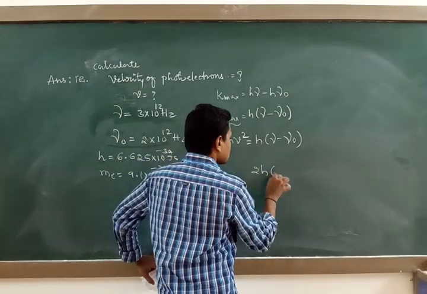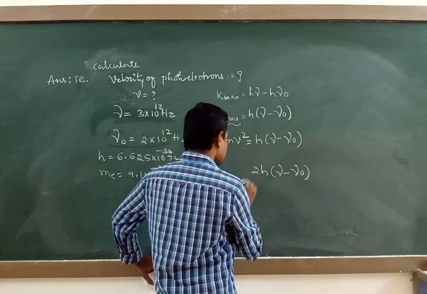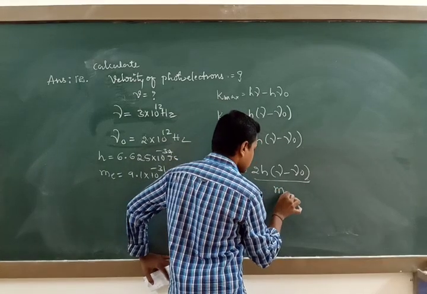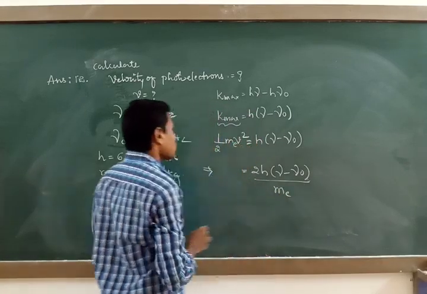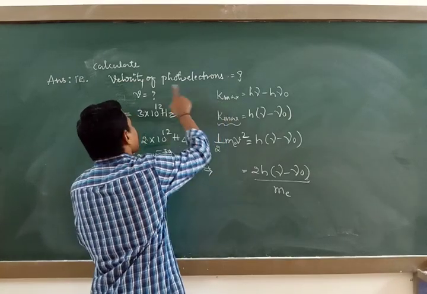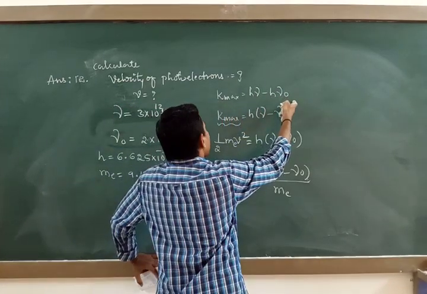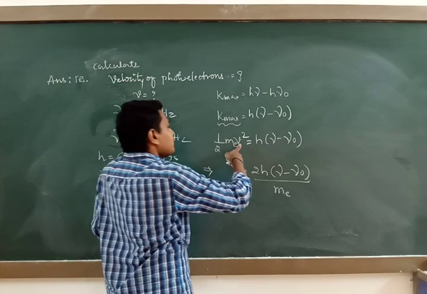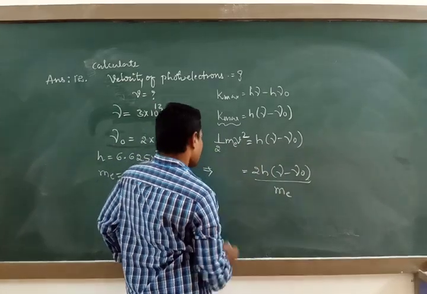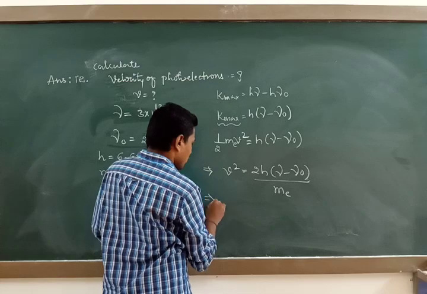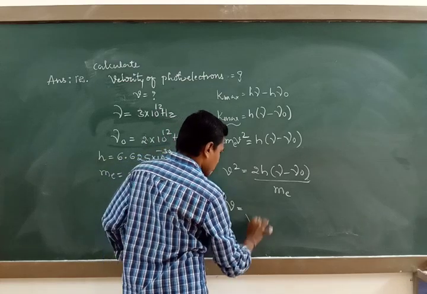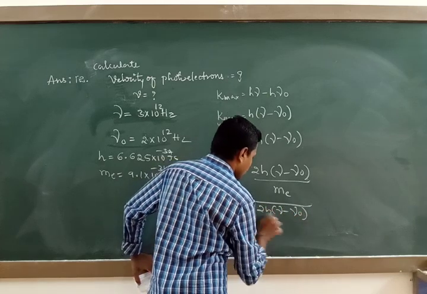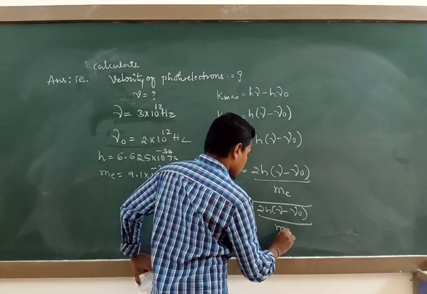So this becomes v square equals 2 times h into nu minus nu naught divided by m. What is this m? Mass of the photoelectrons. So kinetic energy of the photoelectron is given by h nu minus h nu naught. So kinetic energy means half m_e v square, mass of the electron, speed of the electrons, is equal to h into nu minus nu naught. This is all nothing but v square. What we want? Only v. So therefore v is equal to under root 2h into nu minus nu naught divided by m_e.